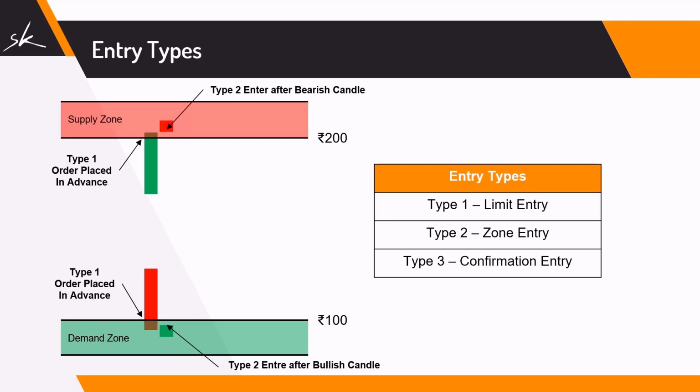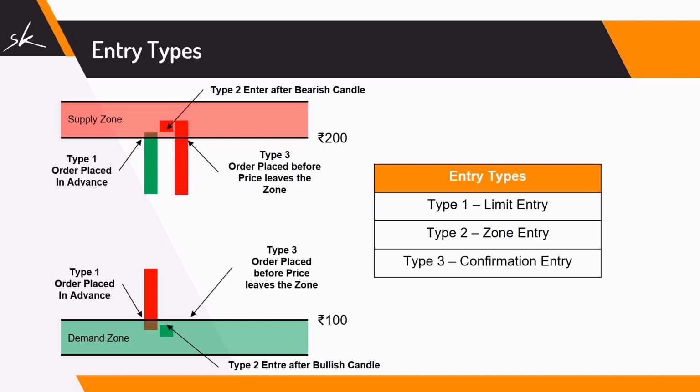The third kind of entry is called type 3 or confirmation entry. In case of supply, we place a short order at the proximal line after the formation of a bearish or very bearish candle. The short order will get executed as soon as the price leaves the zone. In case of demand, we place a long order at the proximal line after the formation of a bullish or very bullish candle. The long order will get executed as soon as the price leaves the zone. As we move ahead in the course, we will learn how to identify bullish, very bullish, neutral, bearish, very bearish candles for type 2, type 3 trades.